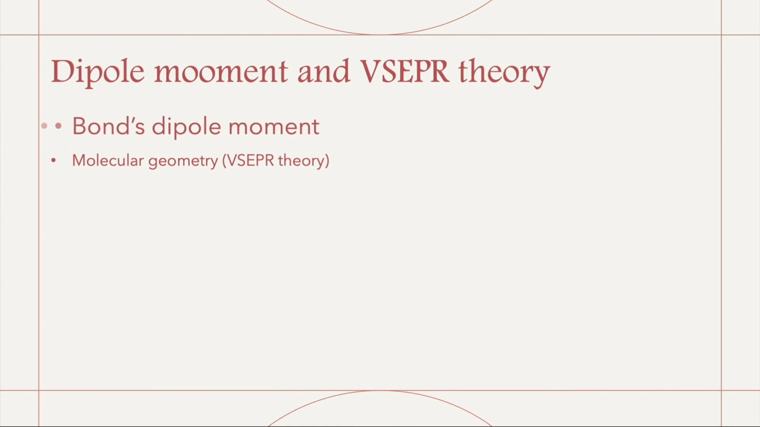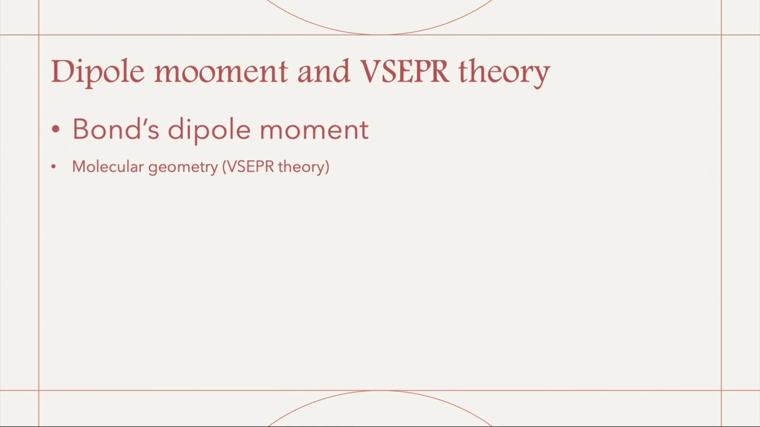A dipole moment occurs when electrons are unequally shared in a bond, making one side partially negative and the other partially positive. In nonpolar bonds, atoms share electrons equally, such as in oxygen, nitrogen, or methane gases. And in polar bonds, one atom pulls electrons more strongly, because it has higher electronegativity, creating partial charges, such as in HCl or H2O.